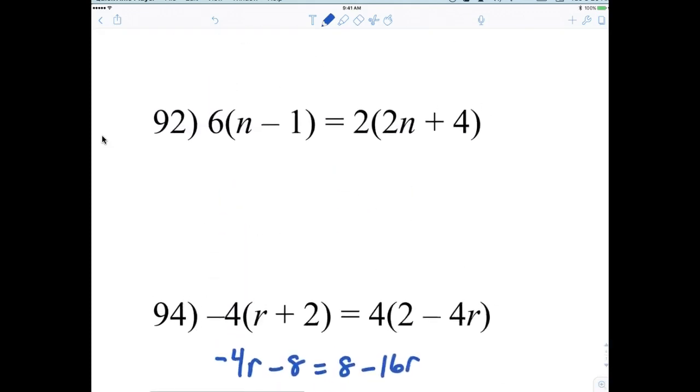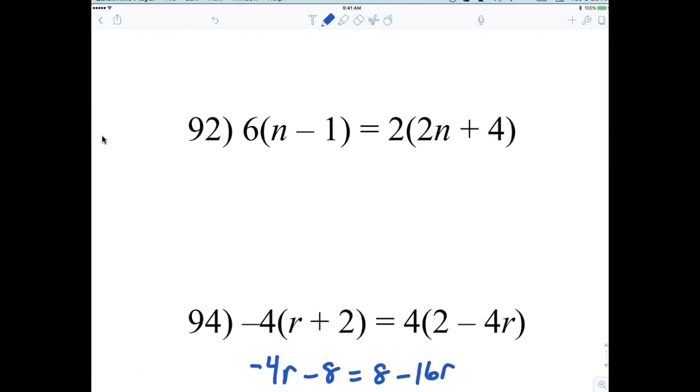92, good. Doesn't matter which one. All right, here we go. So distributing, 6n minus 6 equals 4n plus 8. You good with that? So now 2n equals 14. Again, remember, you're trying to get a little bit better with your numbers. Moving things around. You should be able to see it pretty well.